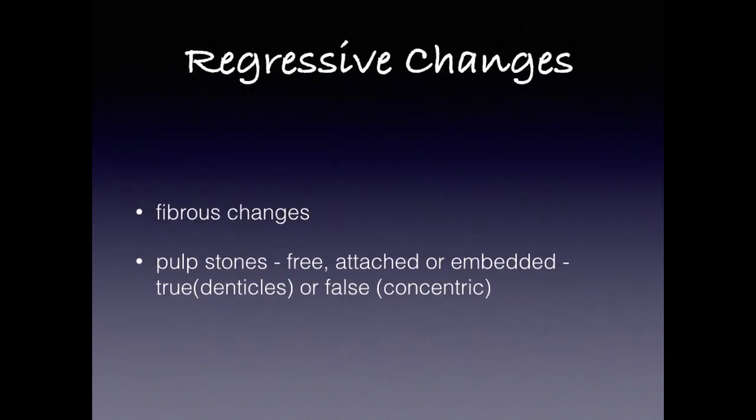The last thing I wanted to mention about the pulp is that over time, there are regressive changes that occur in the pulp. The number of collagen fibers increases, causing the pulp chamber to have fewer blood vessels. And then there are even little stones that will form in there called pulp stones.